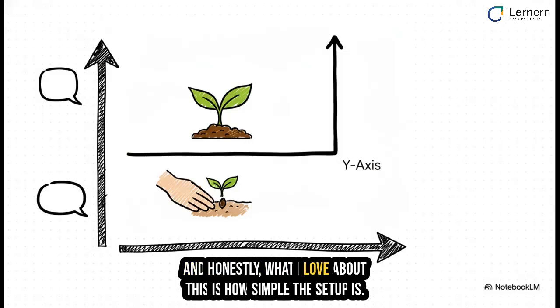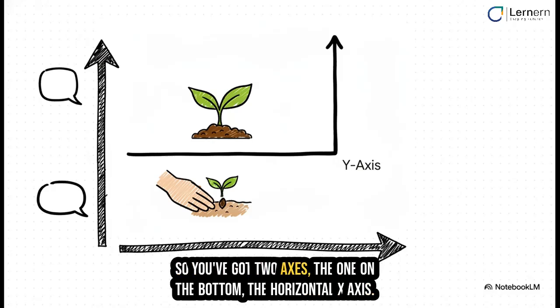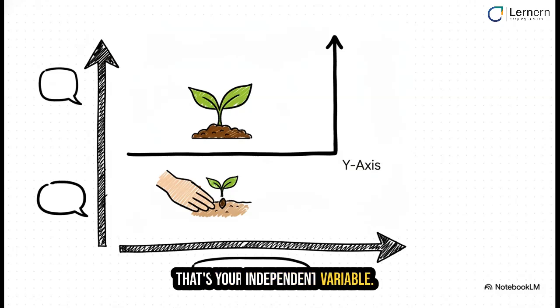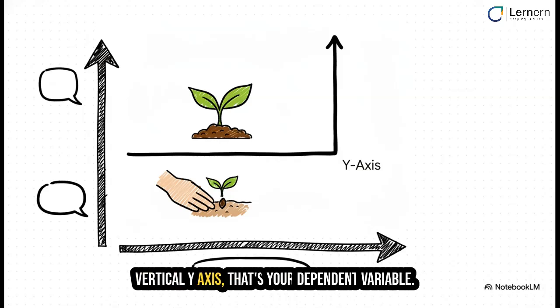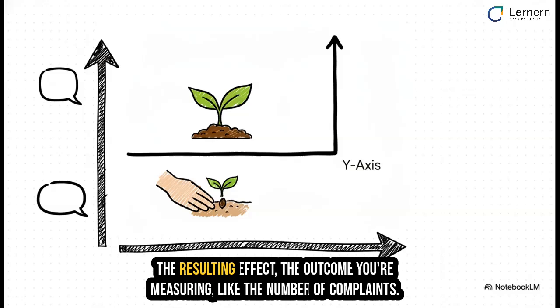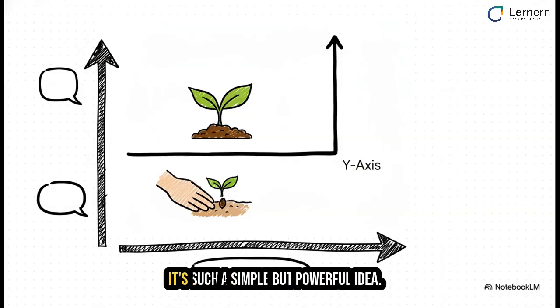And honestly, what I love about this is how simple the setup is. So you've got two axes. The one on the bottom, the horizontal x-axis, that's your independent variable. Just think of it as the potential cause, the thing you're changing, like the hours of training. And then the one going up the side, the vertical y-axis, that's your dependent variable, the resulting effect, the outcome you're measuring, like the number of complaints. It's such a simple but powerful idea. Cause on the bottom, effect on the side.